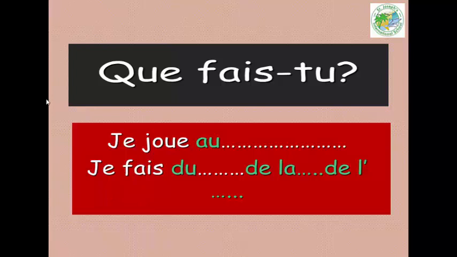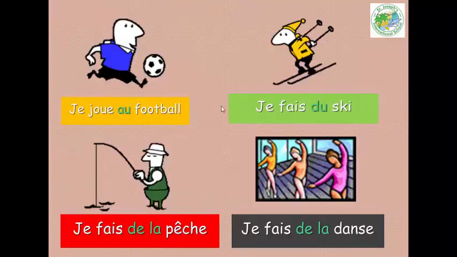So, je fais, le verbe faire ici, plus sport, ou bien plus activité, we have to use la préposition de, but with le verbe jouer, don't use de, it has to be à. Okay? Jouer à sport, faire de sport ou activité. These examples will show us the difference when I'm saying je joue au football. It can be je fais du football. Okay, watch out. When you change the verb, you will change the preposition.